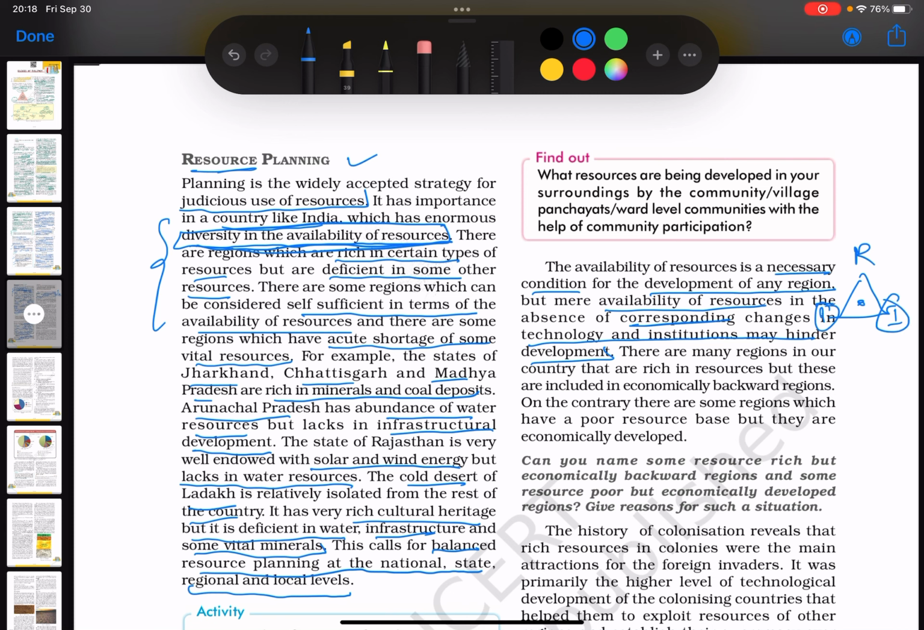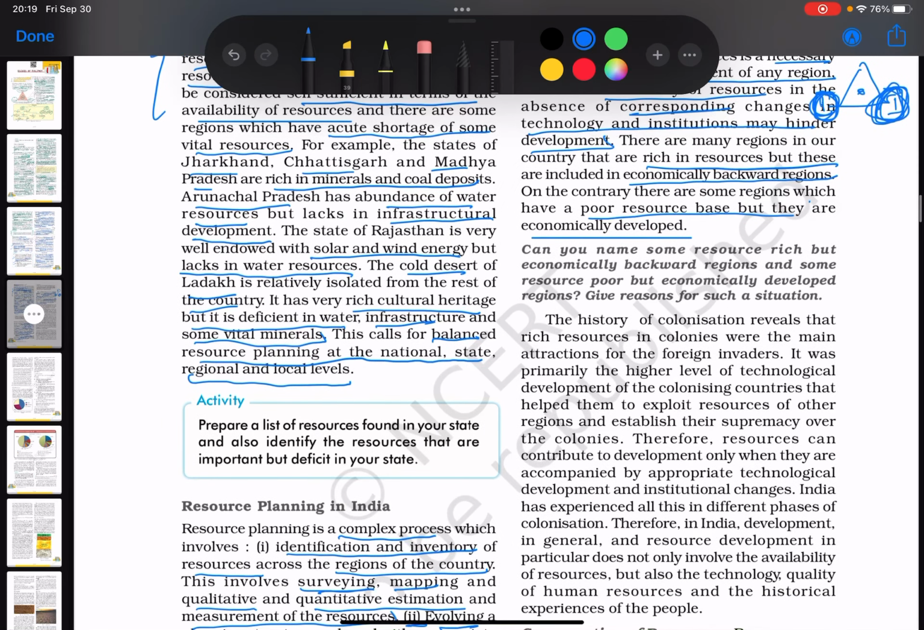So there are many regions in our country that are rich in resources, but these are included in economically backward regions. So you have very rich resources but they are economically backward because they either are missing the technology to extract those resources, or there may not be the right institutions. On the contrary, there are some regions which have a poor resource base, but they are economically developed. Why? Because they have focused on making the best use of technology and the institutions to deliver economic development.